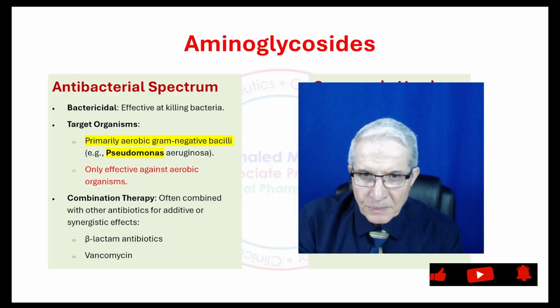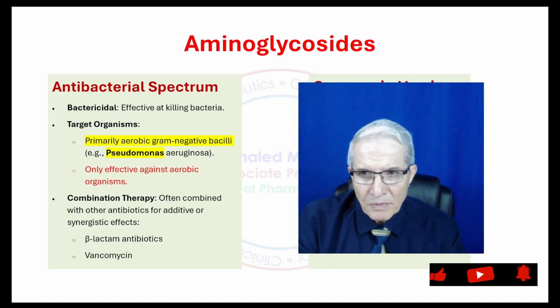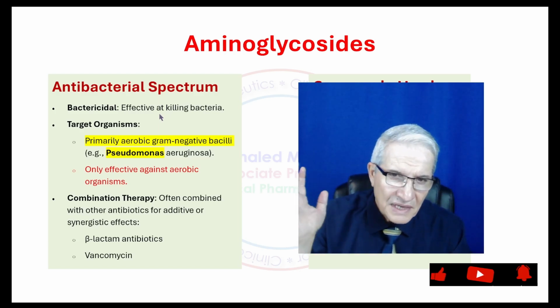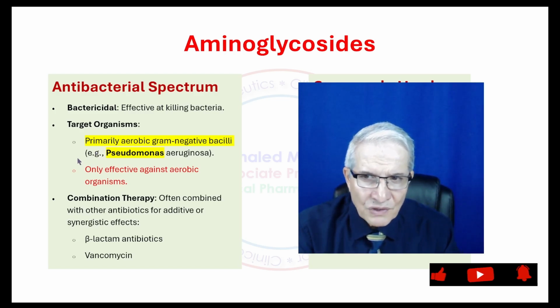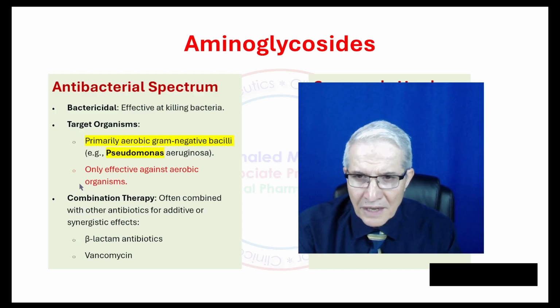Okay, speaking about the spectrum of aminoglycoside, first of all, we need to remember that aminoglycoside is considered bactericidal, number one, effective at killing bacteria. So aminoglycoside kills the bacteria. If you go back to the tetracycline, it inhibits bacterial growth. Aminoglycoside targets organisms primarily aerobic gram-negative bacteria, especially speaking about Pseudomonas and Klebsiella, for example. It is only effective against aerobic bacteria. If we have anaerobic bacteria, it's considered ineffective.